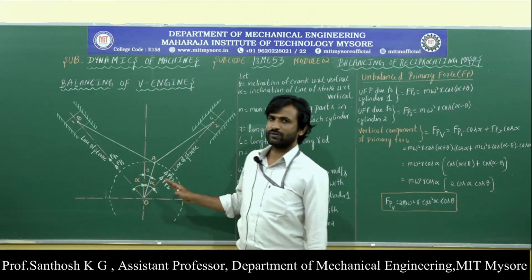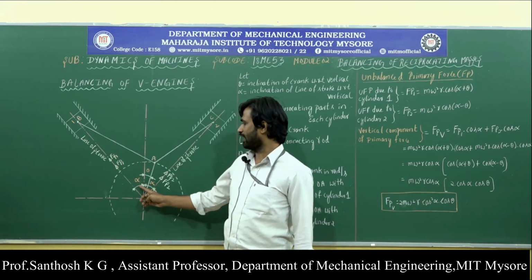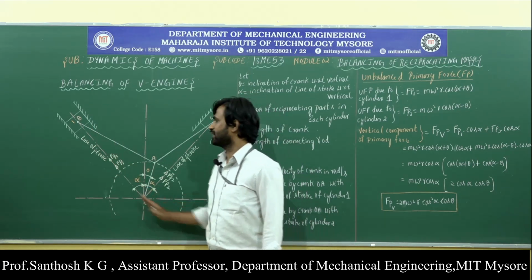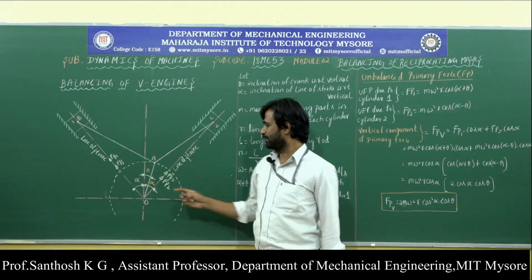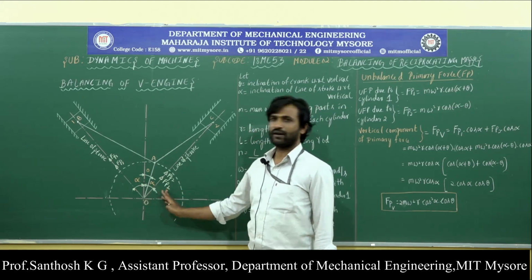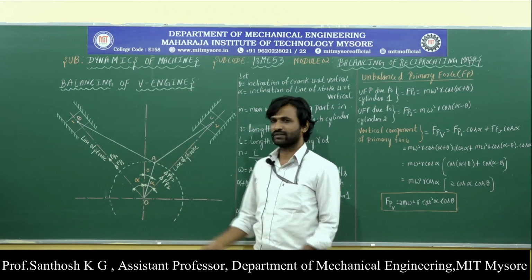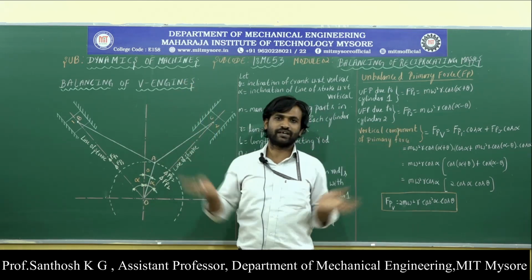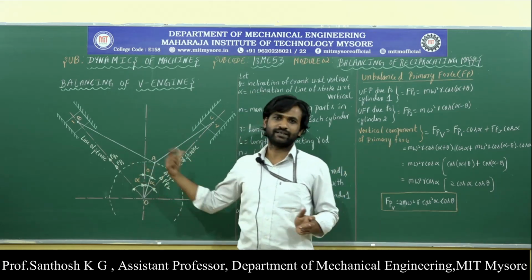If you observe the direction in which Fp1 is acting, it is inclined at an angle of alpha and it is acting towards the left of the vertical line. Similarly, if you consider Fp2, it is acting at an angle alpha, but it is towards the right of the vertical line. Since these two forces are acting at different angles, they cannot be added directly.